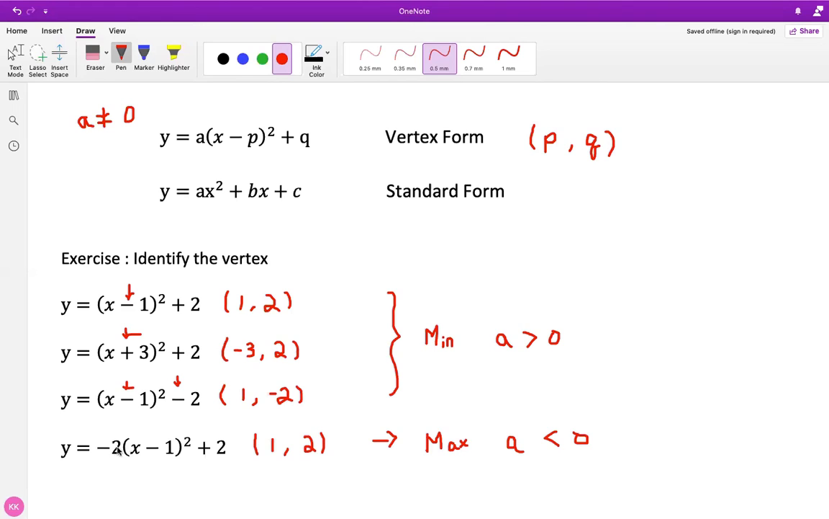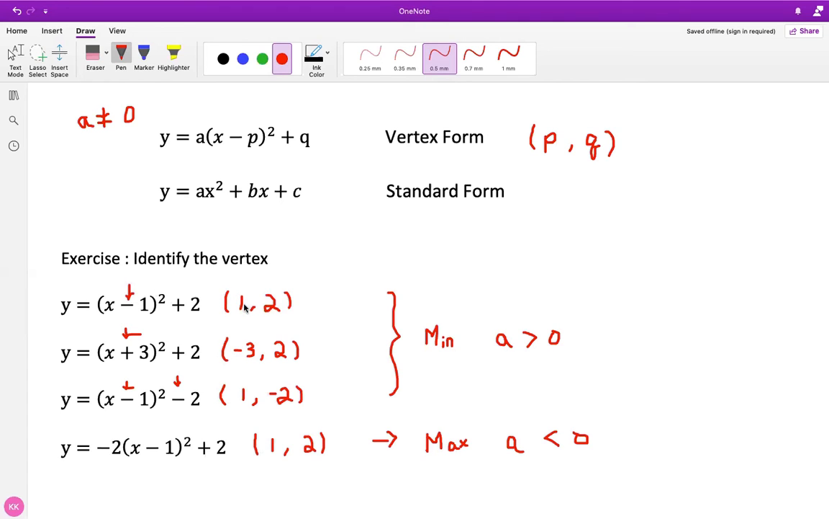For the last one, it becomes more tricky. We have -2(x - 1) squared + 2. This equation has the same vertex as the first one, (1, 2). The -2 does not affect the position of the vertex. But be careful: (1, 2) at this point is a maximum point.